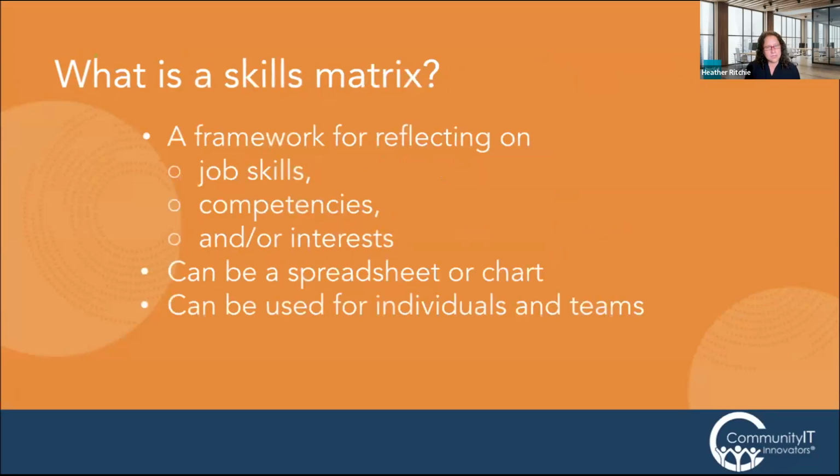So now let's broadly look at what it is, and then we're going to show you an example of a skills matrix. So broadly, a skills matrix is the framework for reflecting on job skills, competencies, and interests. The skills, what we're referencing there is things you've learned in the field: data visualization, user support and troubleshooting, database design. Competencies are broader. They may be a little bit more innate skills, but they're still skills that you can develop. Are you a great problem solver?